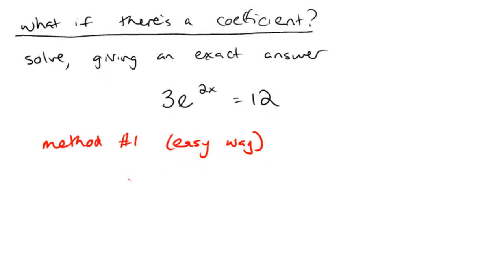And what you should do there is simply divide both sides by the coefficient. If you do that, dividing both sides by 3, you get e to the 2x is equal to 4. And then we solve as before. You can either take the ln of both sides or simply write then that 2x is equal to ln of 4. However you get here is okay.